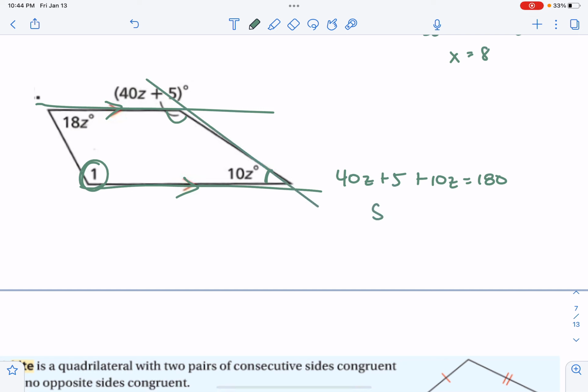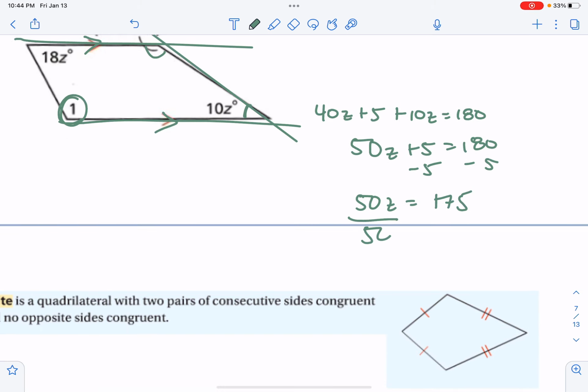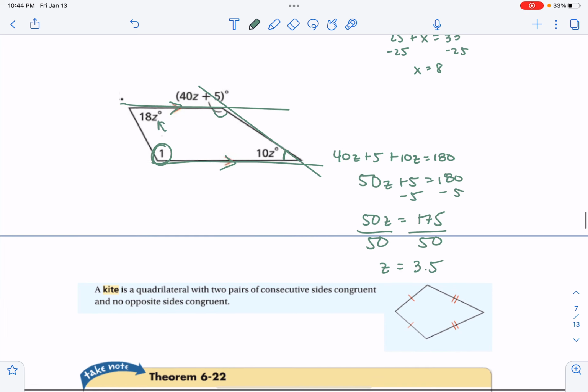So I could solve this. 50z plus 5 is 180. Subtract that 5. I have 50z is 175. Divide both sides by 50. And z is equal to 3.5. Then I could plug it into here to solve.